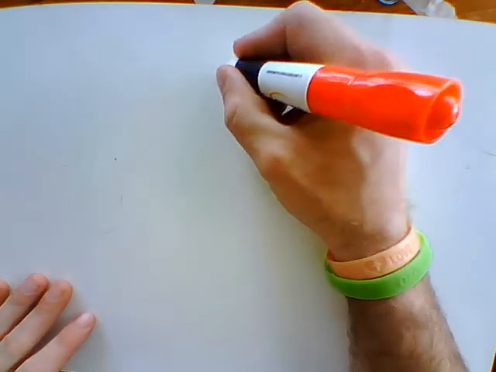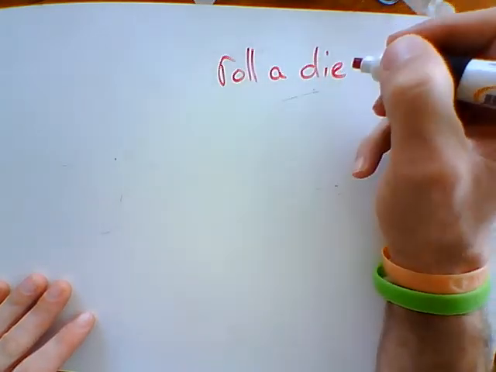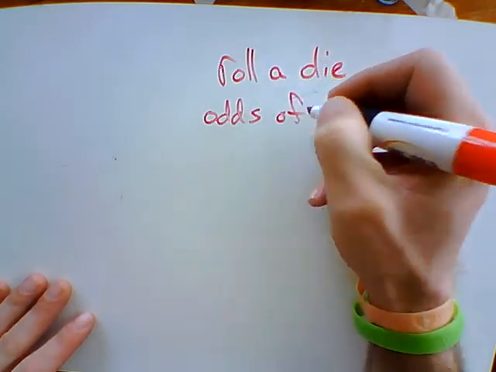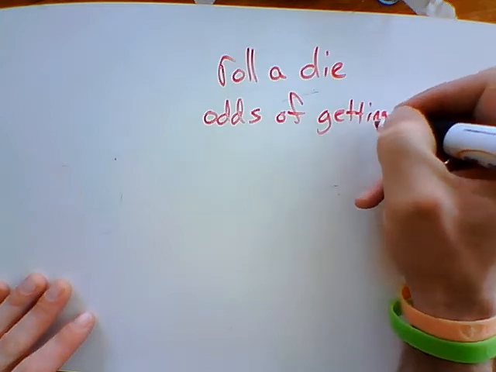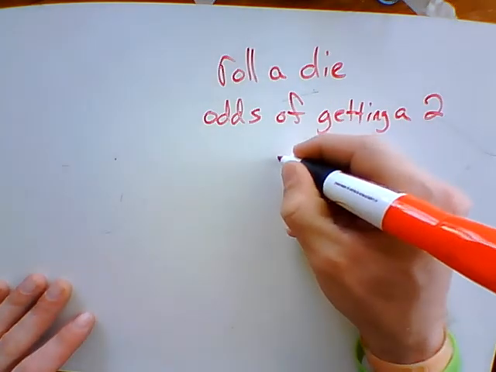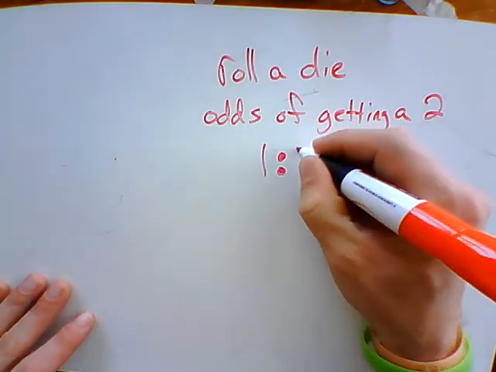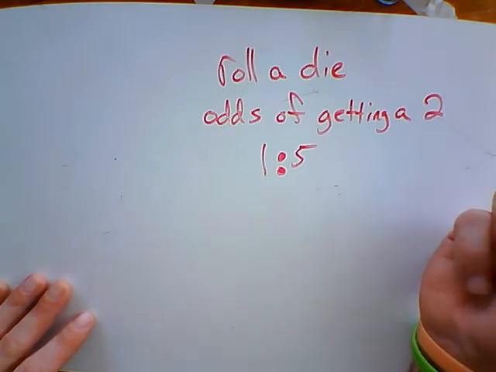If I roll a die, I need the odds of getting a 2. Well, on a die, there's only one 2, and there's 5 other numbers. So the odds of getting a 2 are 1 to 5.